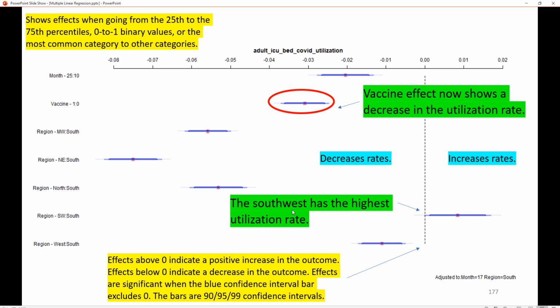And then when we look at the regions, we see a wide variation in regional rates, and the Southwest has the highest utilization rate. So the South probably had the second highest rate after controlling for our different predictors, but the Southwest is one that seemed to be having a higher bed utilization rate as time went on.